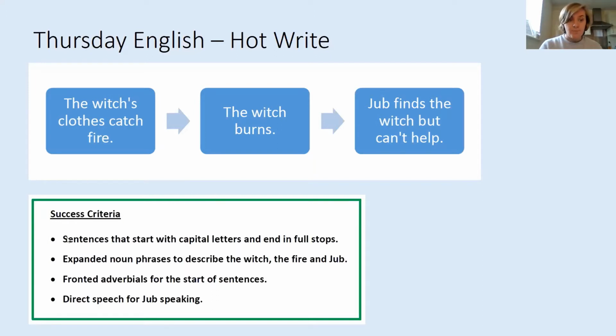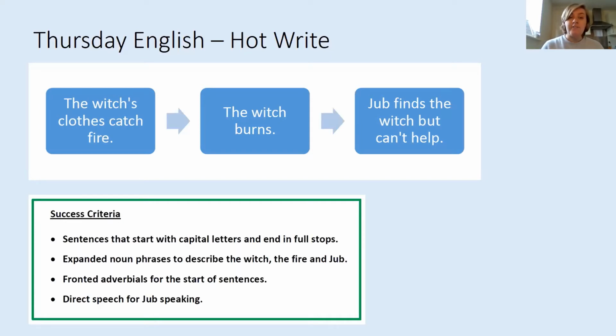Your success criteria, you need to be looking at sentences that start with capital letters and end in full stops. I know you've heard that before, but it needs to be secure. Expanded noun phrases again to describe the witch, the fire, and this time Job. And fronted adverbials to the start of sentences, again of place and time, we need to be using those. And if you're using direct speech, then it would be a good idea to use it for Job speaking. Maybe she could say something out loud about what she can see. Another thing that I've had a few examples of are really good similes in the writing that we've seen. So if you can get one of those in, that would be extra special.